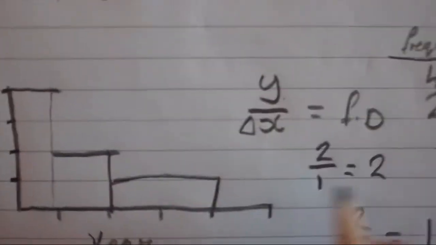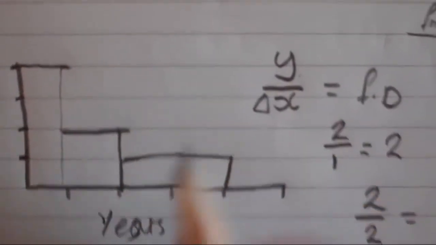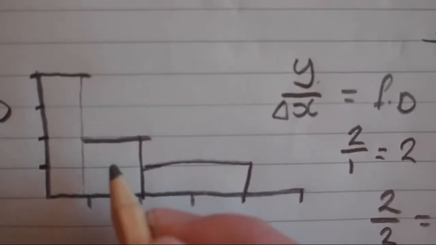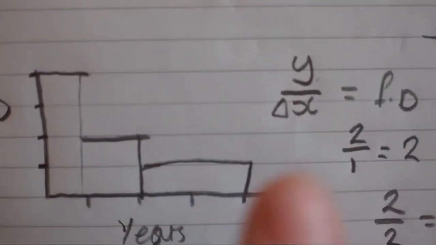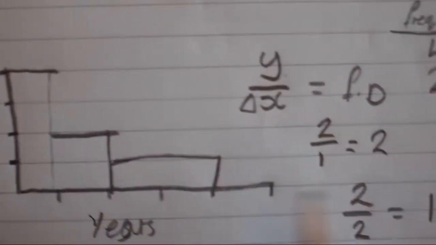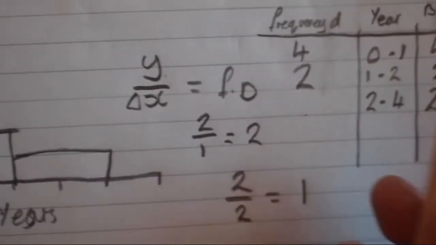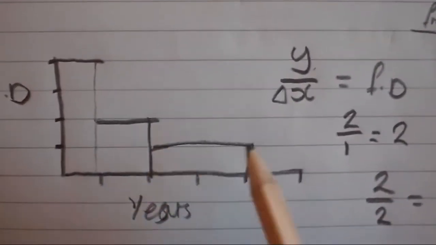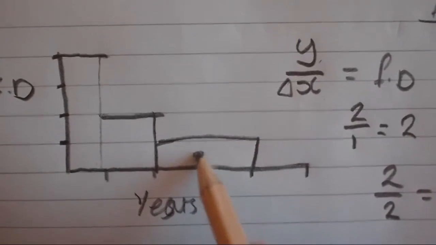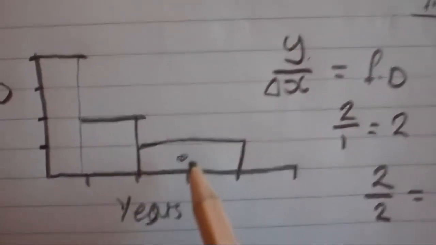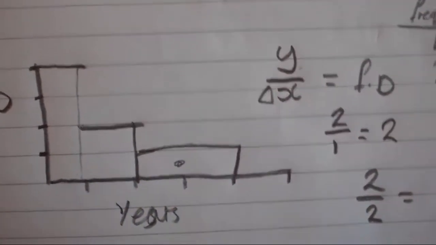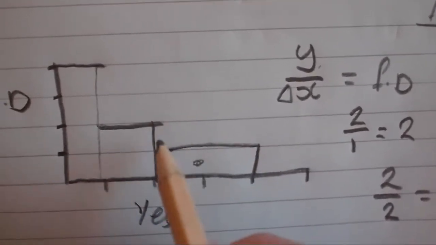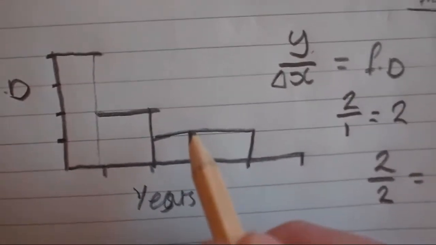I mean, this sort of makes common sense, to be honest, because you've got 2 births in 1 year, so 2 births per year. And then if you extend it to 2 years, which you have here, you've got 2 births in 2 years, so 1 birth per year. And that's why the bar has moved down to the 1 position.